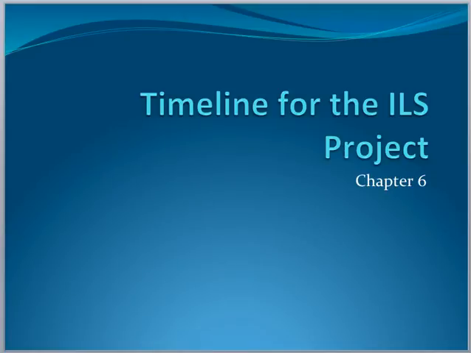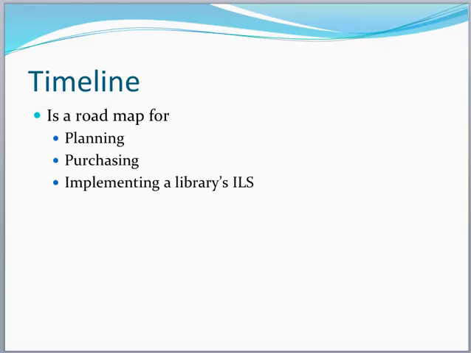Okay, this is LS385, and today we're going to do chapter 6 from the textbook, and this is the timeline for the integrated library system implementation, from the very beginning to the implementation. Let's see what a timeline is. A timeline is a roadmap, which is very important because you will know where you are at every instance of your timeline. So it's a very good tool for planning, for purchasing, and of course for implementing the library ILS.